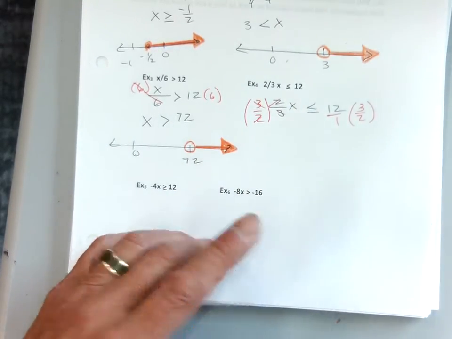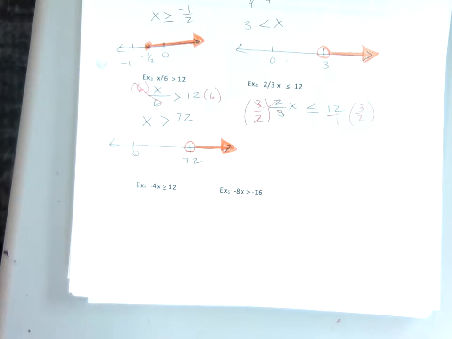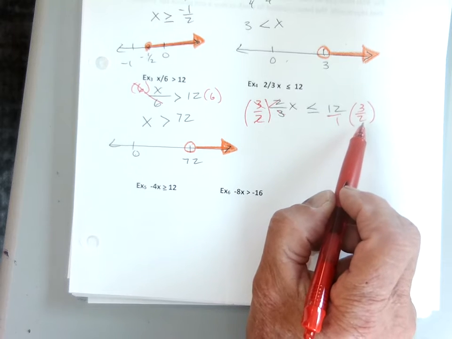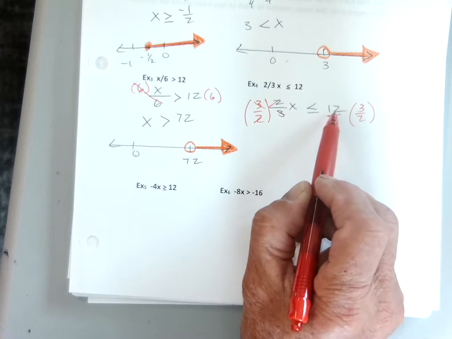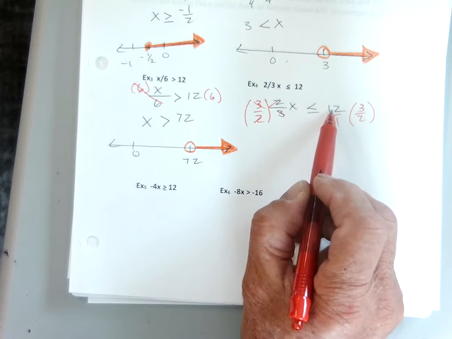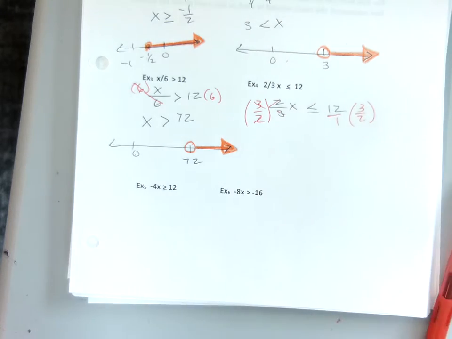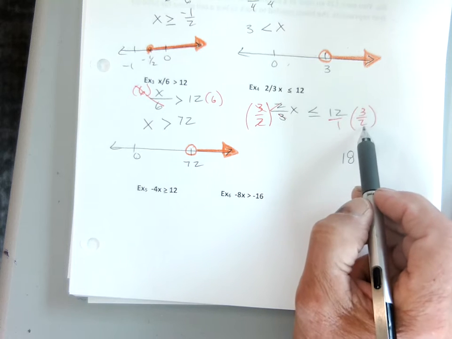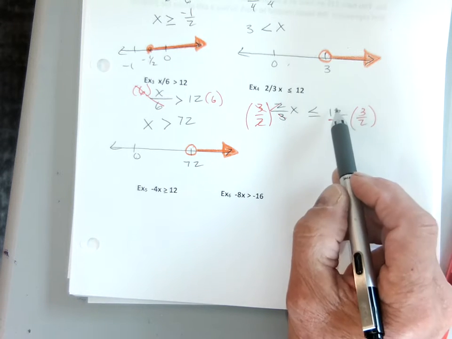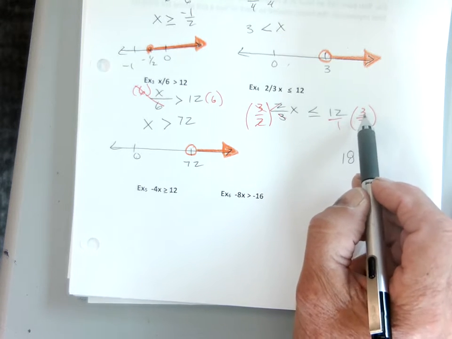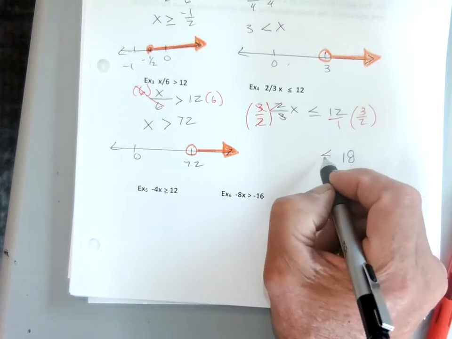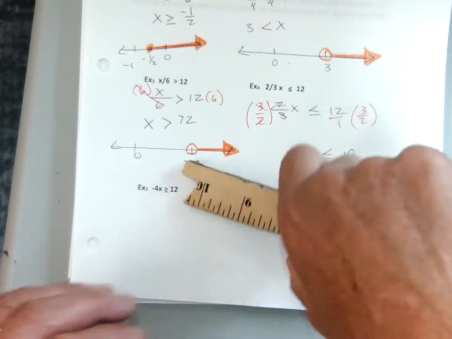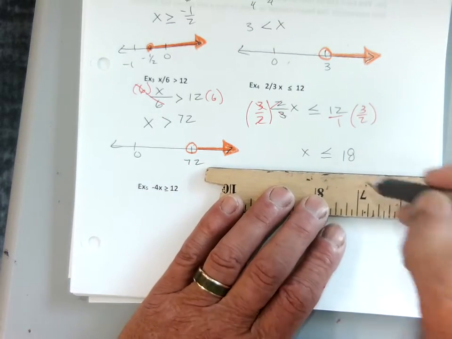We don't normally write the 12 over 1, but how do you do this? Well, you could do it in a calculator, or you could be smart. You watching how smart we are? I go 2 goes into 12 6 times. 6 times 3 is 18. Or 12 times 3 is 36 divided by 2 is 18. I like 2 goes into 12 6 times. 6 times 3 is 18. Now, I did not multiply or divide by a negative, so I just have x is less than or equal to 18. I'll go ahead and do my number line.